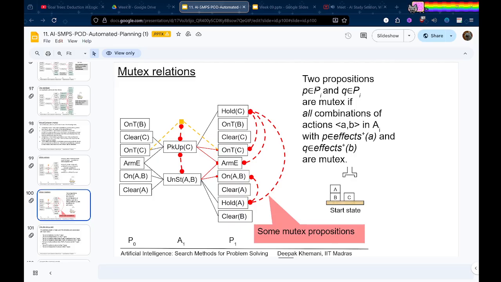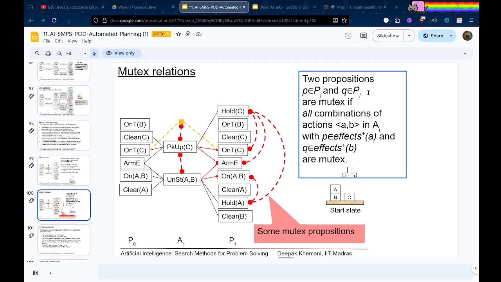Oh no, it is saying that P and Q are mutex if all combinations of actions A and B in Ai with positive effects are mutex, including no-op. So all pairs need to be mutex; only then P and Q are mutex. What I said was wrong, I got it reversed. So if all pairwise actions are mutex, then P and Q are mutex.